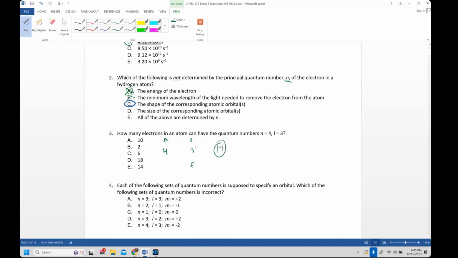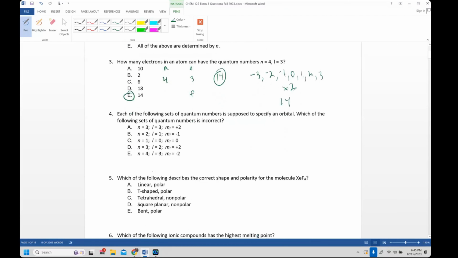And the way we figure out that 14 is if we go from l to ml. The possible ml values are -3, -2, -1, 0, 1, 2, and 3. And in each one of those orbitals, we have a positive spin electron and a negative spin electron. So how many orbitals? 1, 2, 3, 4, 5, 6, 7, times 2 is going to be 14. So 14 is your answer.